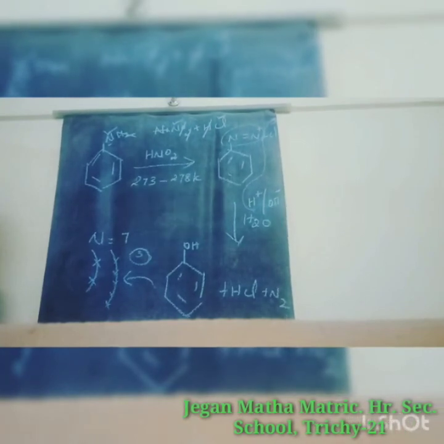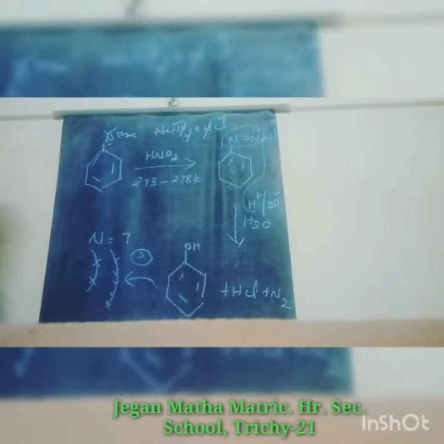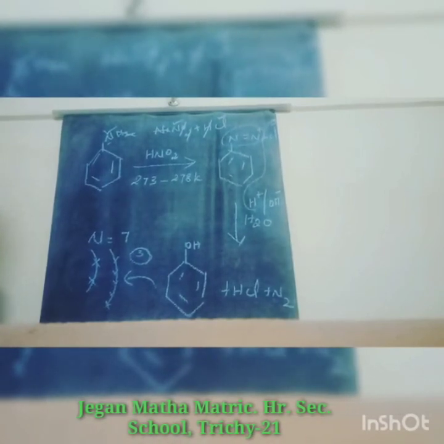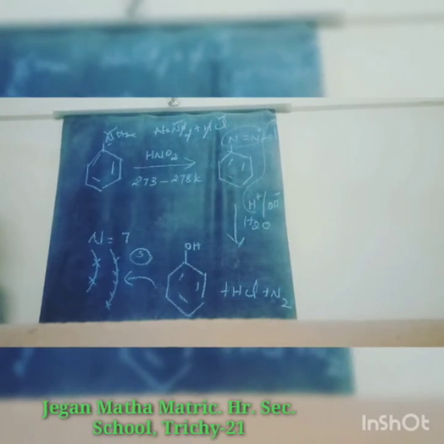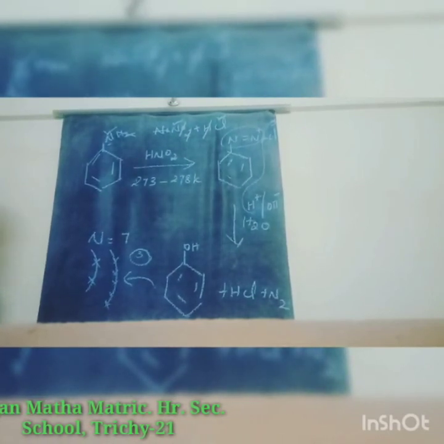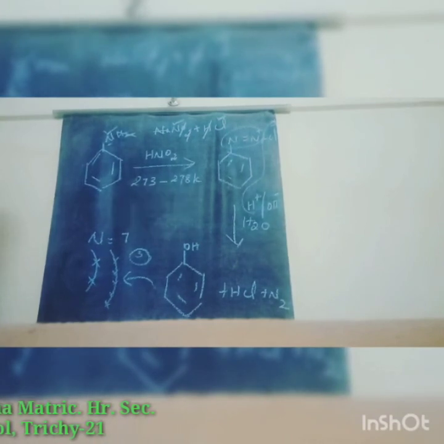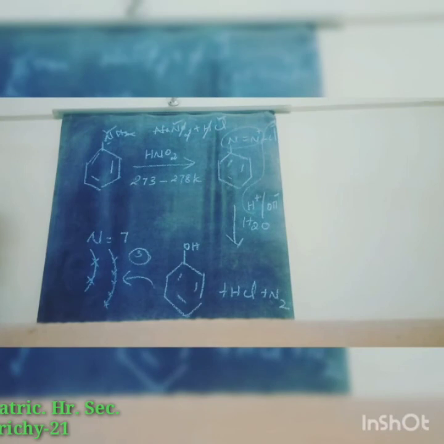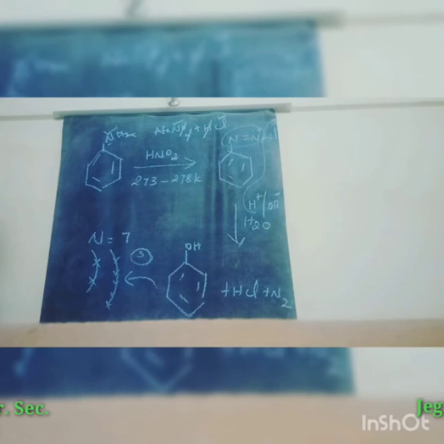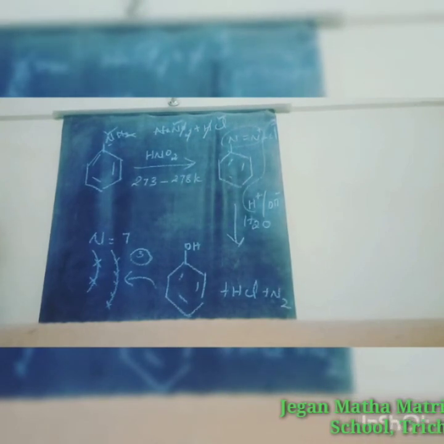So first one is Dow's process. Here chlorobenzene is reacted with sodium hydroxide at 633 Kelvin and 300 atmospheric pressure. It gives sodium phenoxide, and which on treatment with dilute HCl gives phenol. So that is the first one. And then second one from benzene sulfonic acid. So here benzene sulfonic acid is taken, that is reacted with sodium hydroxide at 623 Kelvin temperature. So sodium phenoxide is formed, which on acidification, so we use hydrochloric acid, it gives phenol.